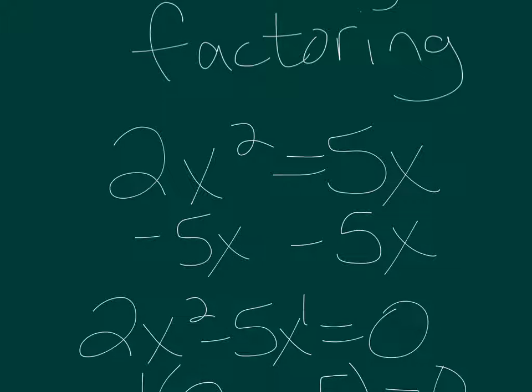Then we always set each term equal to 0. Well, there's x equals 0, leaving us with 0. Then there's 2x minus 5 equals 0. So 2x minus 5 equals 0. We would add 5 to both sides. 2x equals positive 5. And then we would divide by 2. So x would equal 5 over 2.